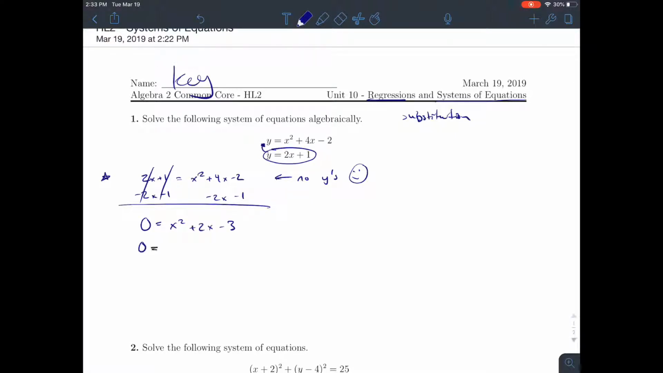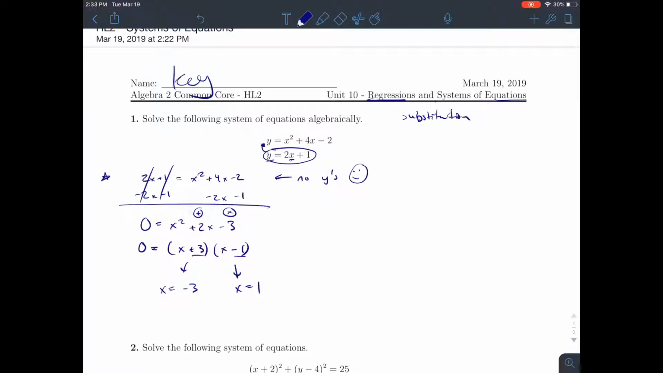This is a sum and product factoring problem, so x plus 3 times x minus 1. 3 and negative 1 sum to 2, 3 and negative 1 multiply to negative 3. And the two solutions that make this equal to 0 are x equals negative 3 and x equals 1. I put a box around that. That's not correct.